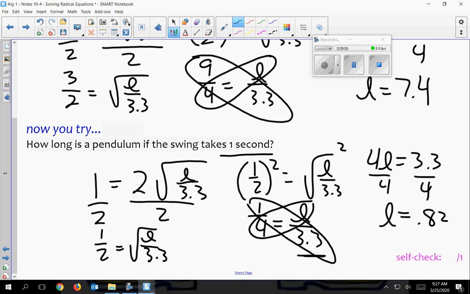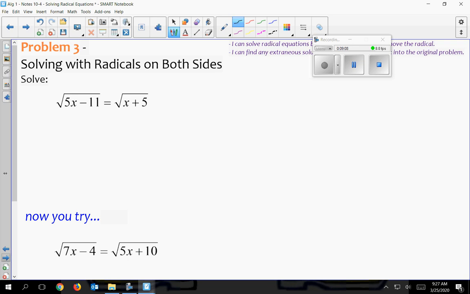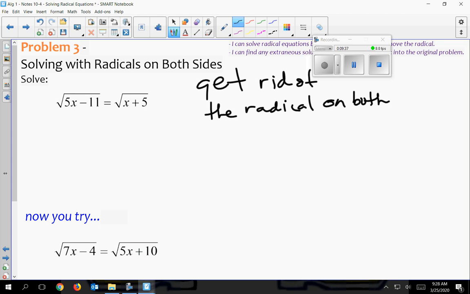Okay. All right. So here we get into some radicals on both sides of the equation. I don't want the radical signs there, so we're going to use a step from the last couple problems we did. I've got to get rid of the radicals. So what I'm going to do is, let's write this down too. Get rid of the radical on both sides first. Okay, so square both sides.